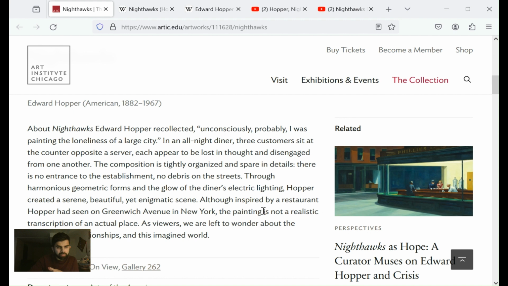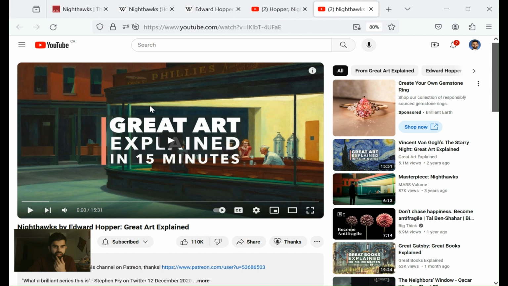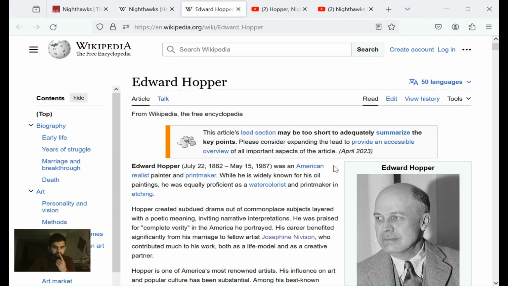They say it's inspired by a restaurant Hopper visited on Greenwich Avenue. I think, as the description reads over here, we're left to wonder about the figures, their relationship, and this imagined world. I saw these two amazing videos by Smart History and Great Art Explained that spoke about this painting. I'll link both of them in the notes for this video.